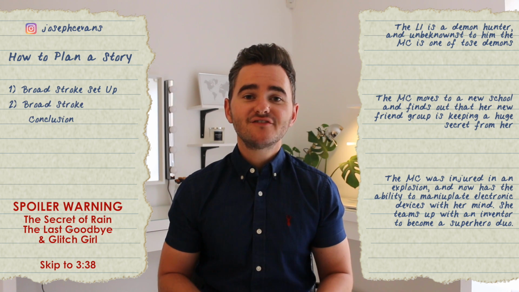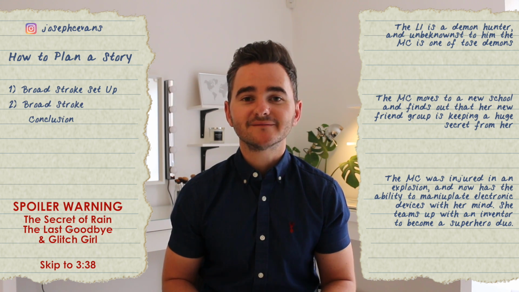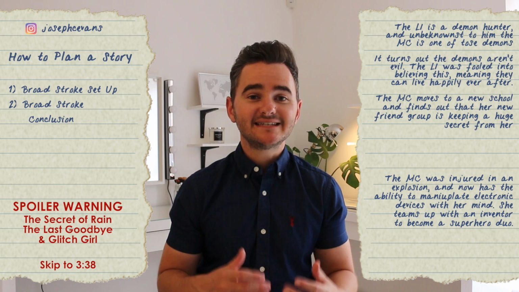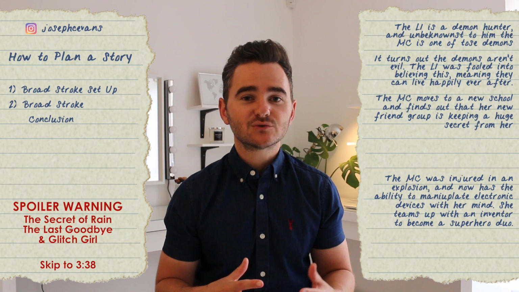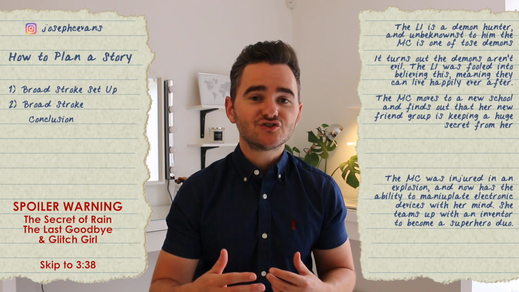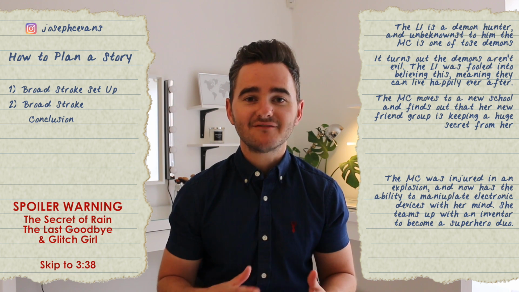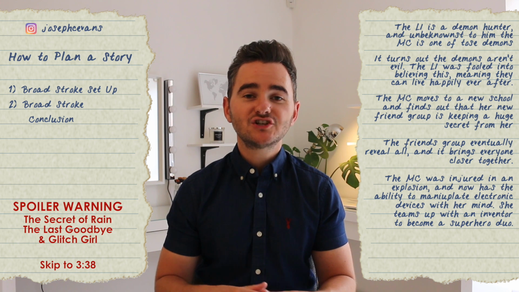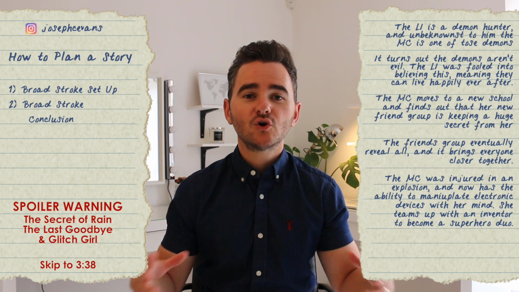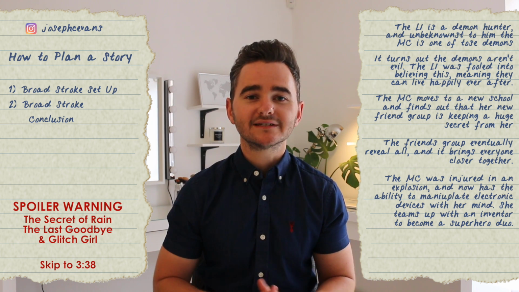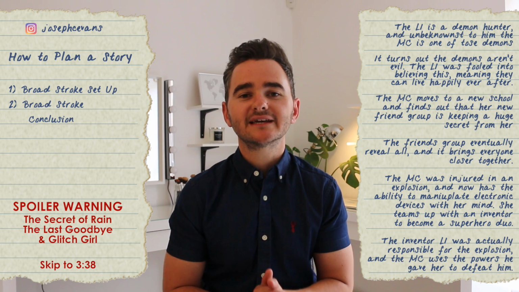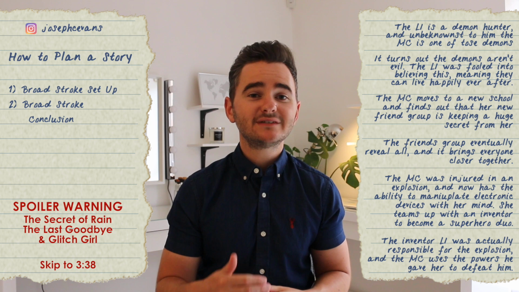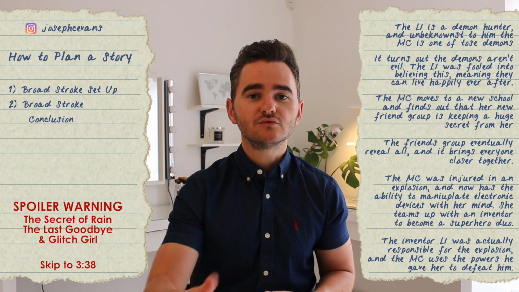Once you've got this, you're then going to need to come up with your conclusion. For example, it turns out that the demons aren't evil at all. The love interest was being fooled into believing this was the case, so now their love interest and the main character can live happily ever after. The friends group eventually reveal all, and it brings all of the friends and the main character closer together. It turns out the inventor love interest was actually responsible for the explosion, and the main character uses the powers that he gave her to defeat him.